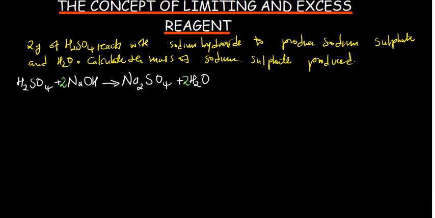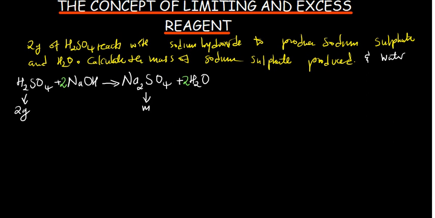Now look at what you've been given, 2 grams of sulfuric acid. So we've only been given the mass of sulfuric acid here, 2 grams. We don't know anything else. That's the only thing that they've given us. Now the question is to calculate the mass of sodium sulfate produced and water. So the first thing is just to calculate the mass of sodium sulfate. Where is sodium sulfate? It's here. The sodium sulfate. So we want its mass.